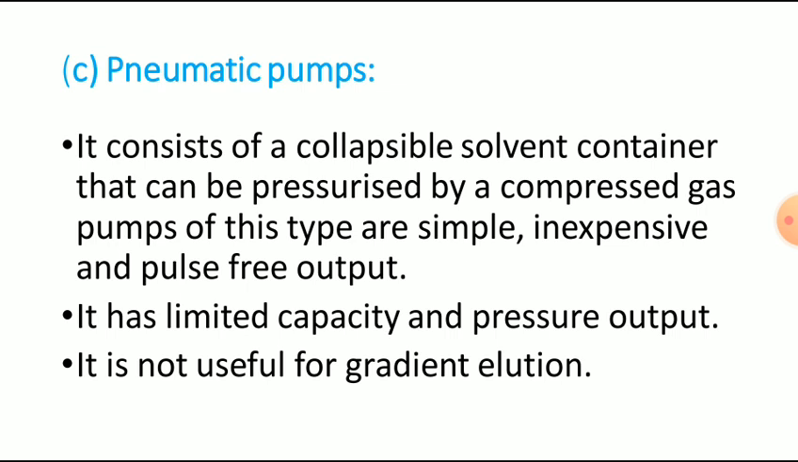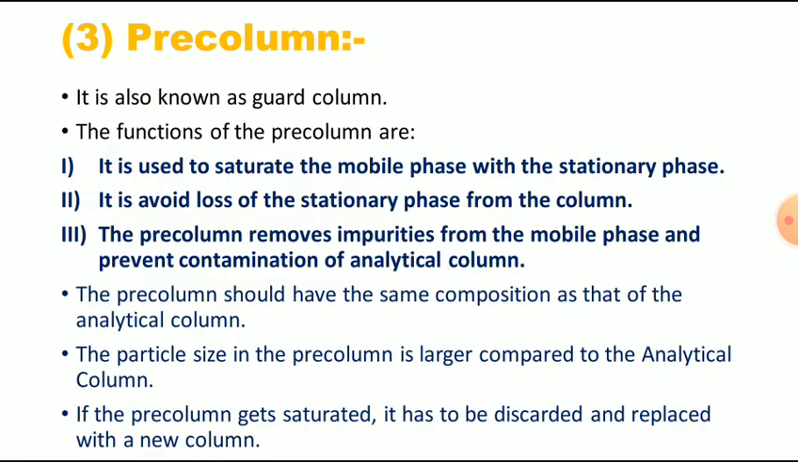Now we will move towards the third component, that is pre-column. Pre-column is also known as guard column. The functions of the pre-column are: the first one, it is used to saturate the mobile phase with the stationary phase. Second, it avoids loss of the stationary phase from the column. Third, the pre-column removes impurities from the mobile phase and prevents contamination of the analytical column. These are the three major functions of the pre-column.